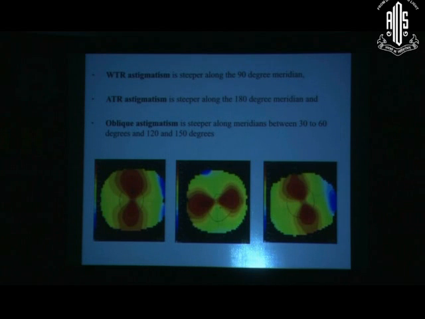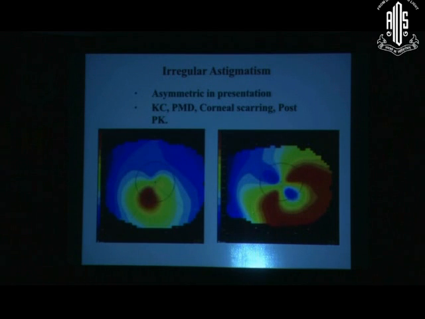But when we look at these different maps, we have something with the rule astigmatism in the first picture. Definitely the steep axis is given in hot color and the corresponding opposite flat is given in cool colors. Similar for against the rule and again for the oblique astigmatism. Now those were regular. Irregular astigmatism is a totally asymmetric presentation.